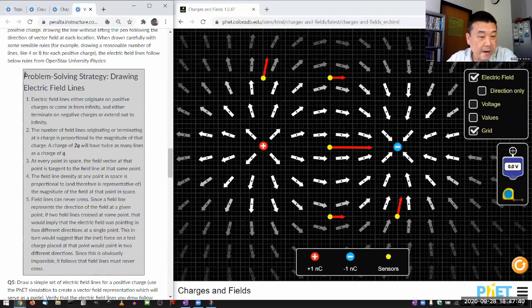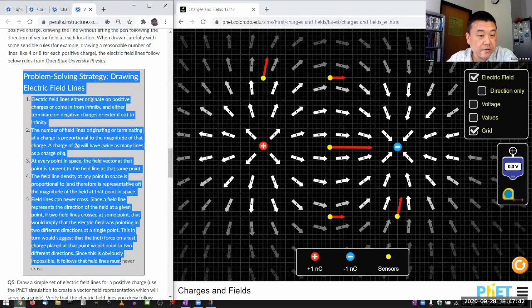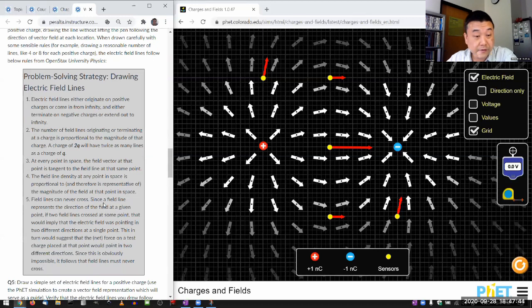And this is copied from your textbook. It's telling you how to draw electric field lines. And I'll point out the important things.